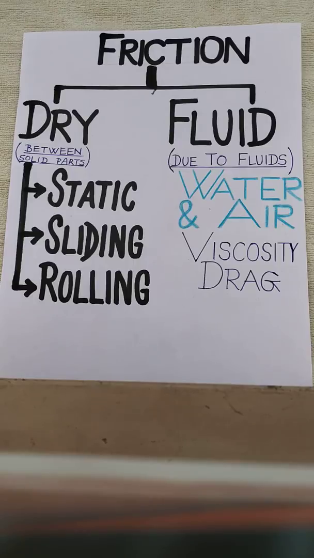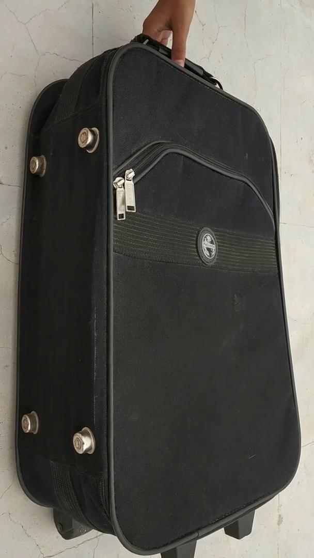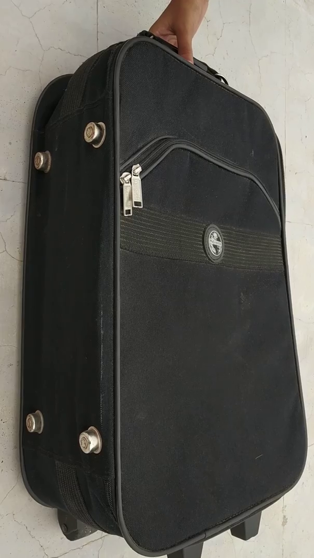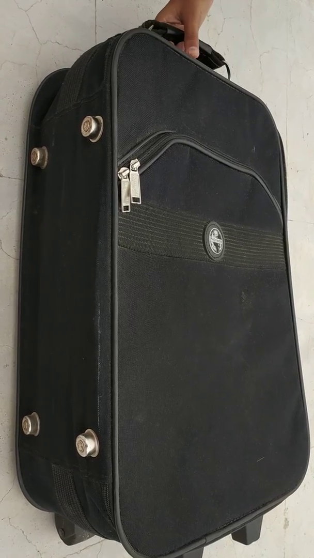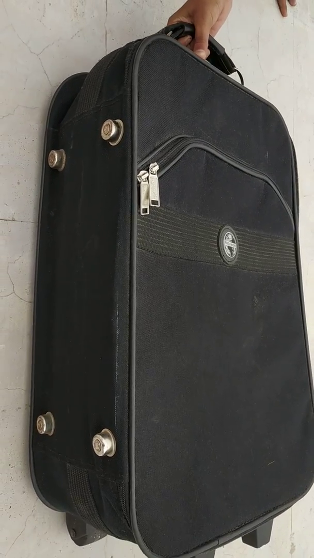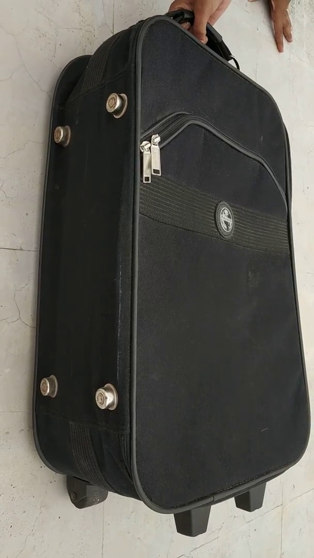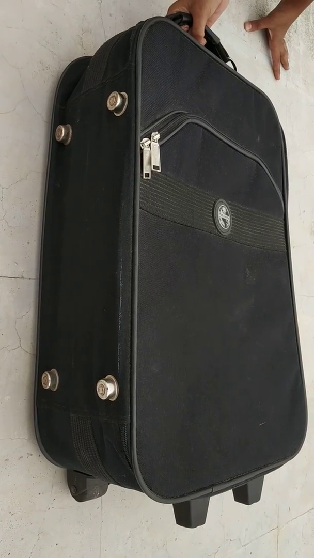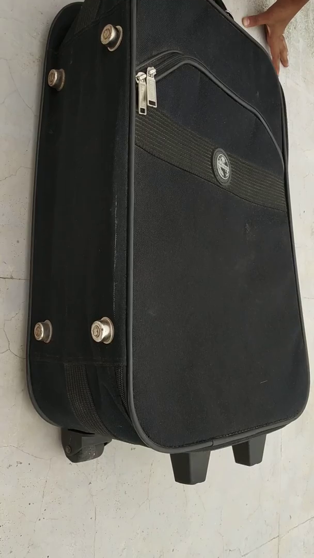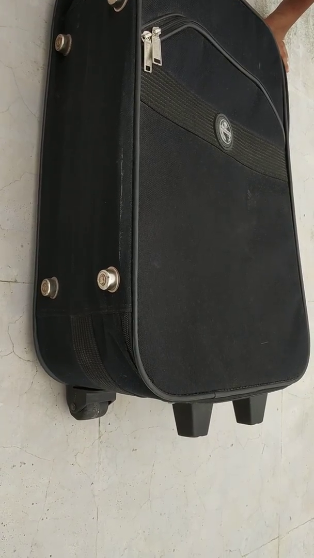And the third one is rolling friction. The frictional force that resists the motion when one body rolls over a surface is called rolling friction. This I'll demonstrate with an example. Here I have a bag which is very heavy. I need to apply a lot of force in order to move the bag because it is loaded. A lot of force has to be applied.